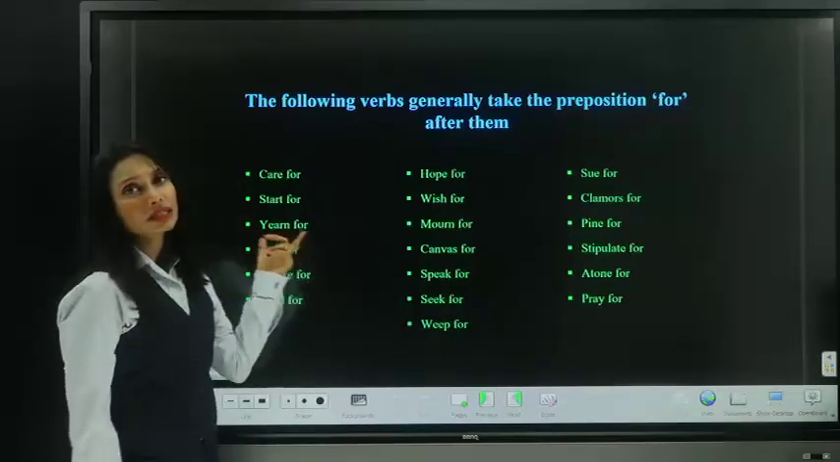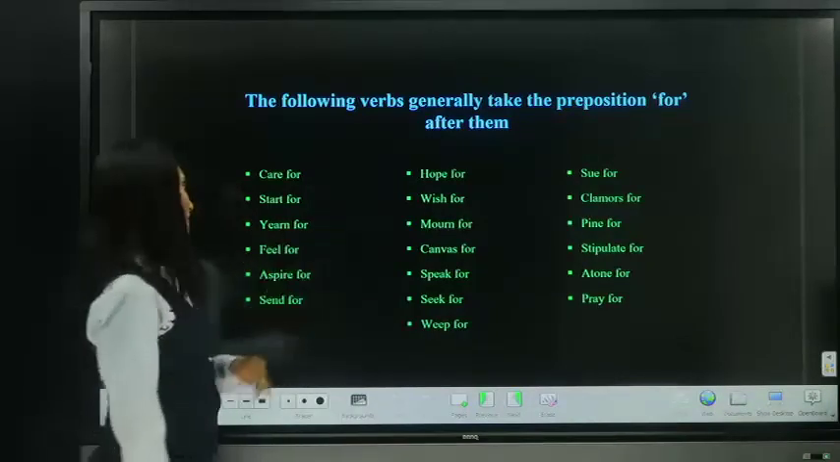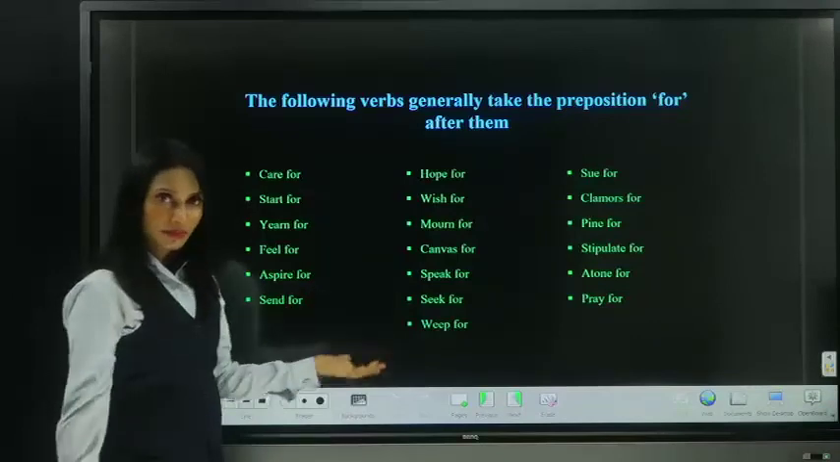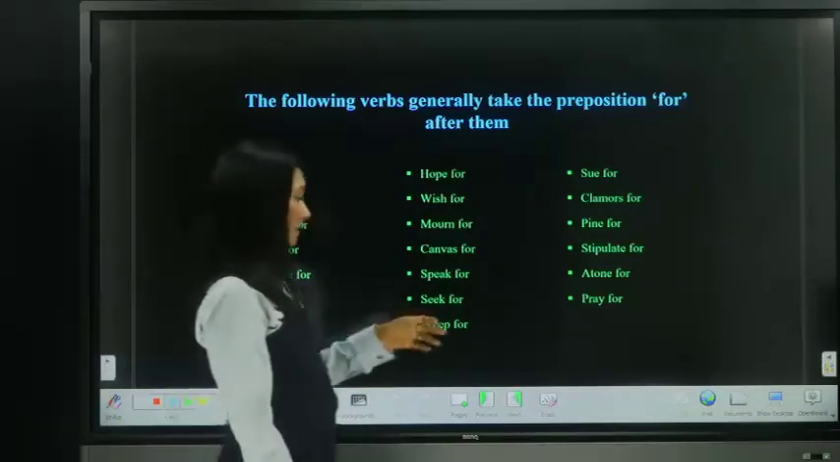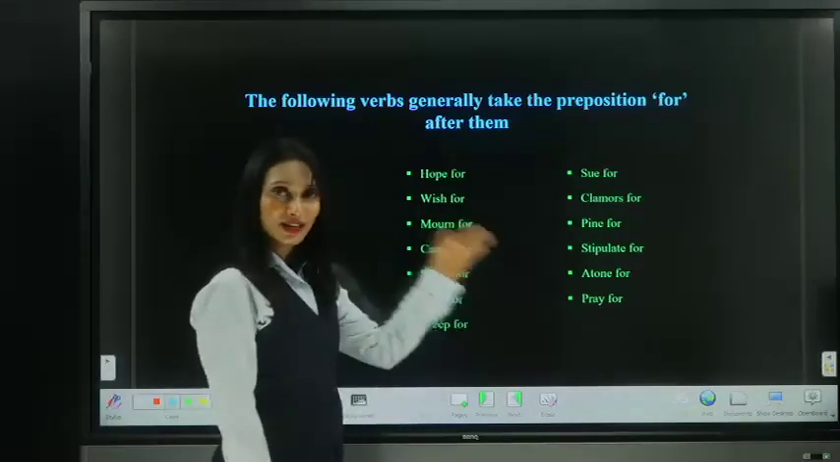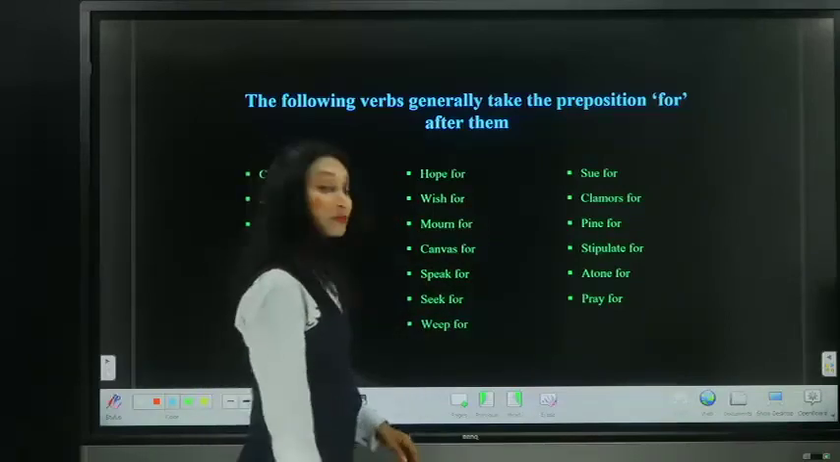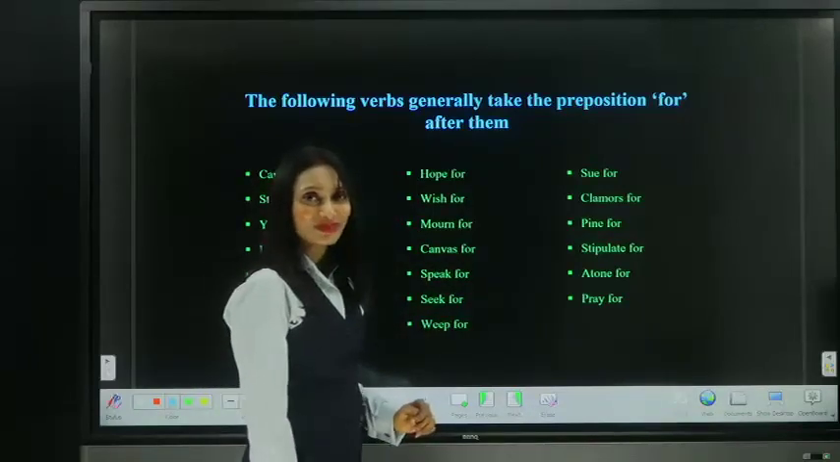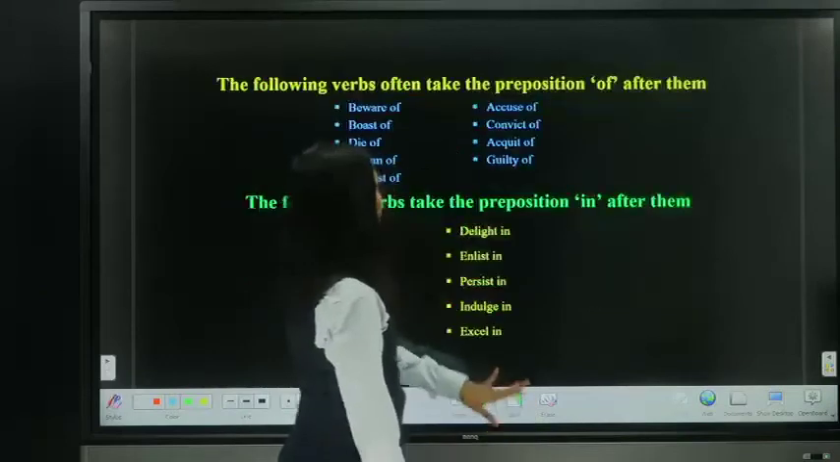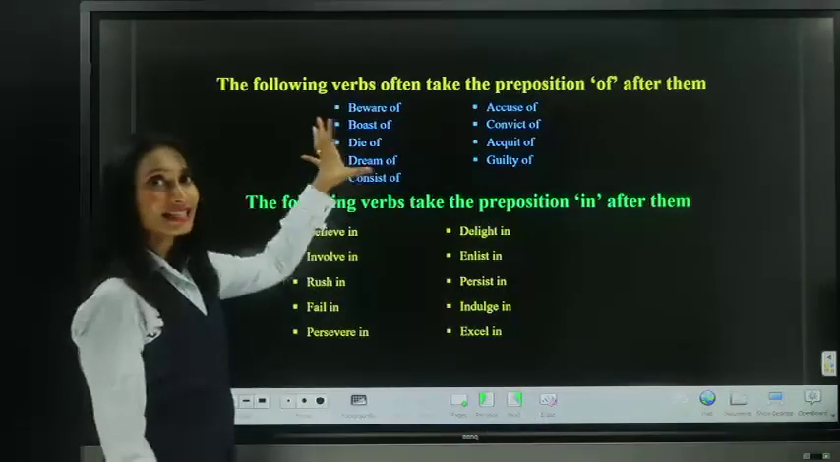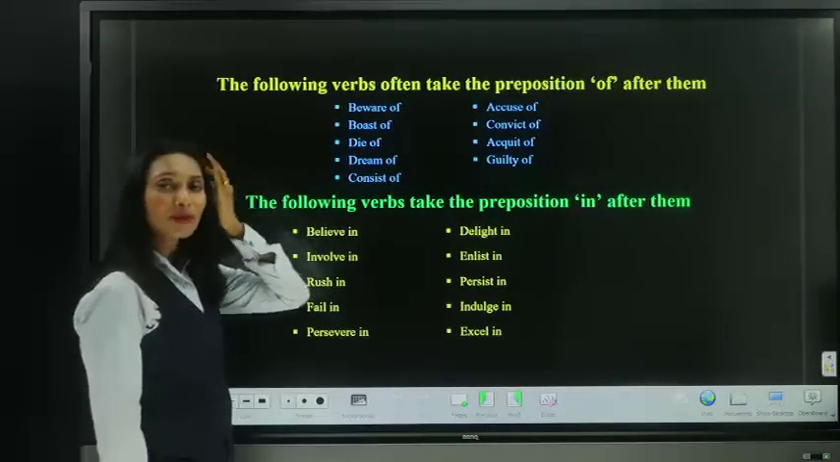He has much earning for his parents. Feel for something. He's feeling for his mistakes. Something like that. You can make some examples by using these words. Now, let's move on to the next word. Preposition of. This list of verbs is followed by preposition of.